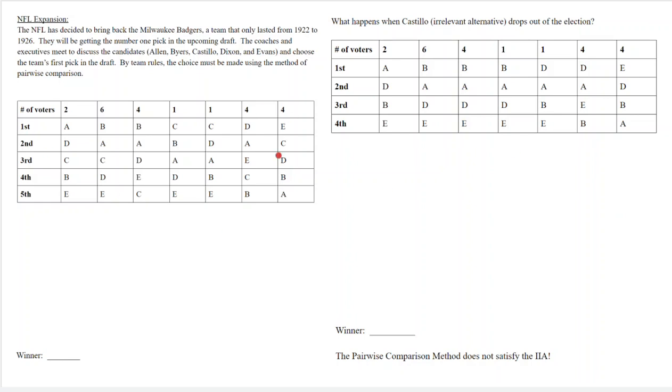Okay, so we have our preference table here. We have 5 candidates, A, B, C, D, and E. We are going to list out all of the head-to-head matchups.